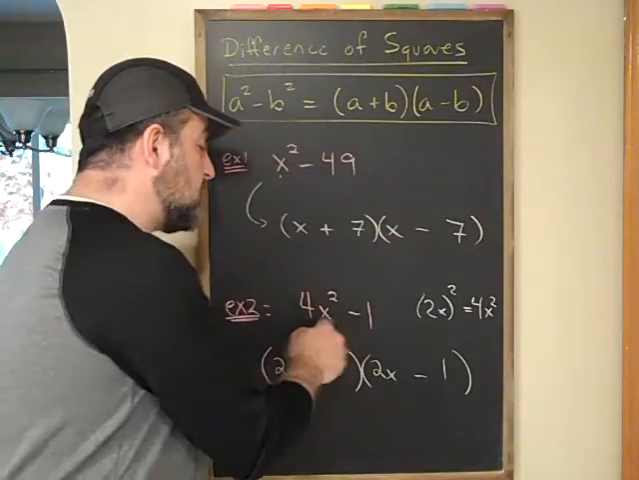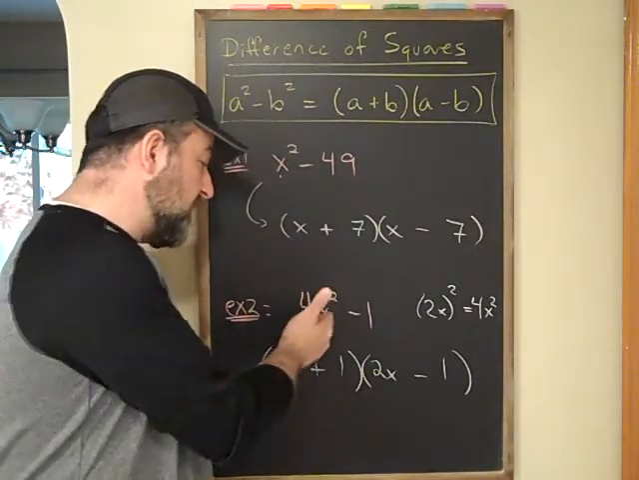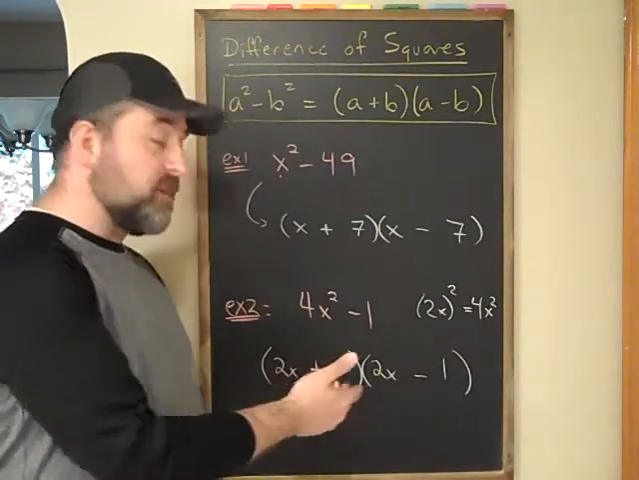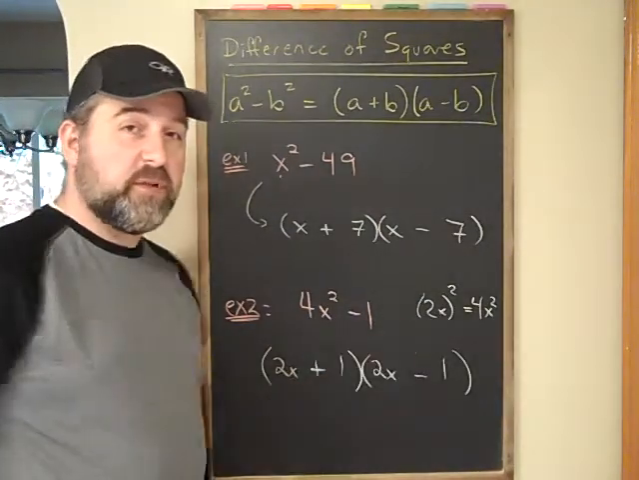You have to recognize the perfect squares, what you square to get the first term, what you square to get the next term. Write the two binomials, one is plus, one is minus.